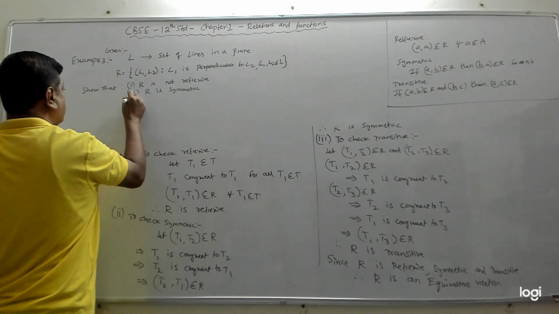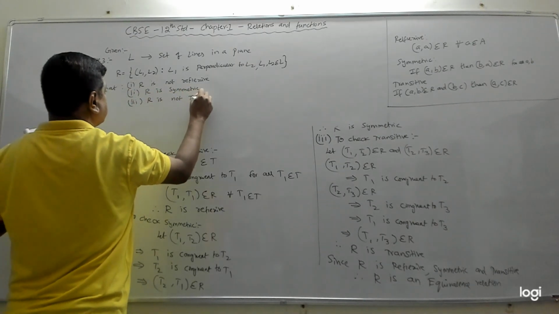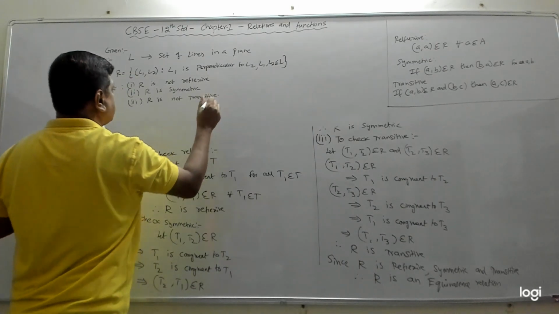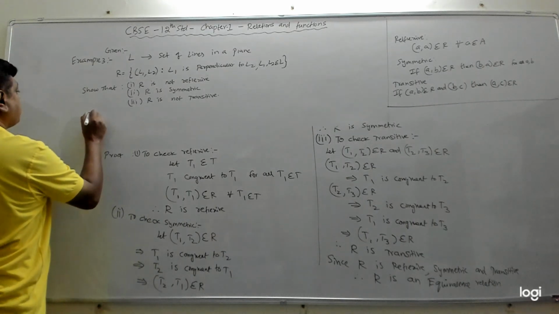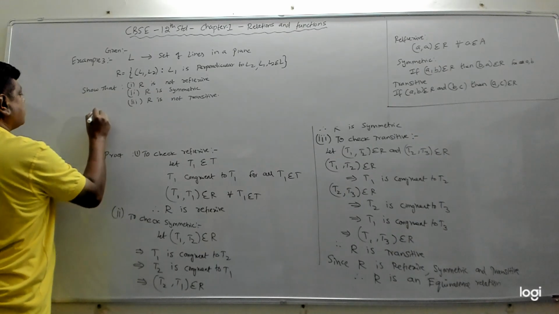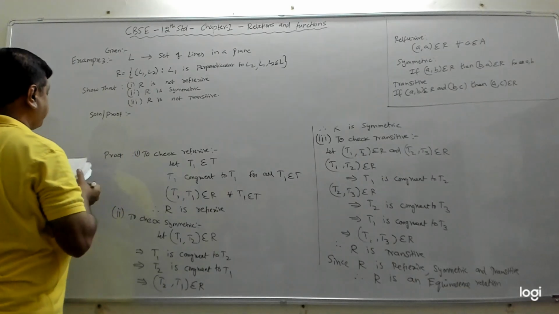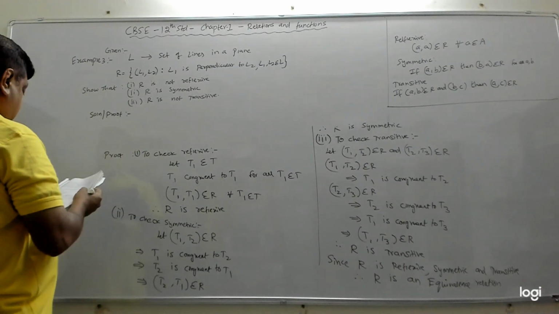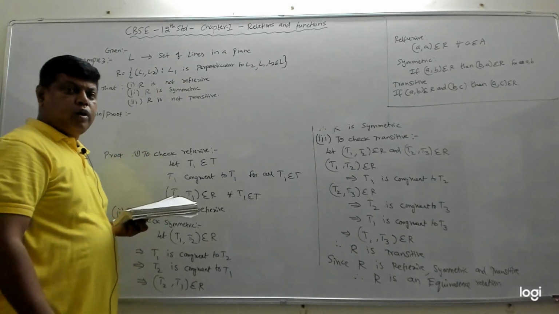And the third one is that R is not transitive. So this is what we have to prove, or show, right? The first is we should show, so the proof or solution, we can say. What it means is we have to prove that, first, R is not reflexive.